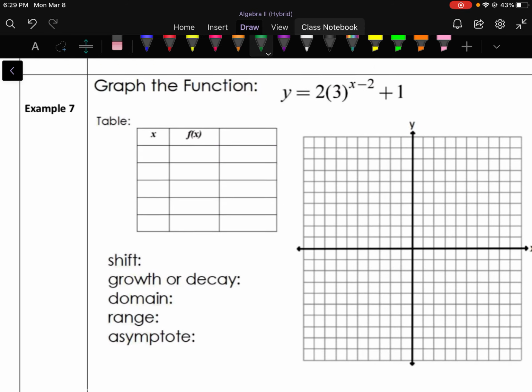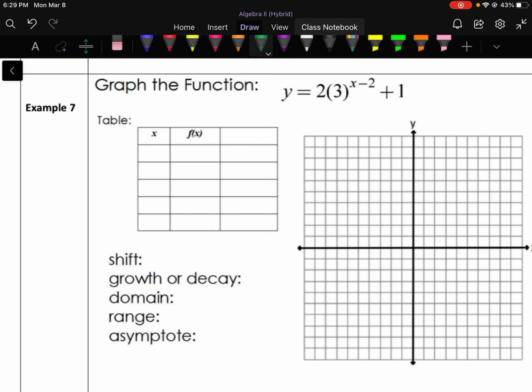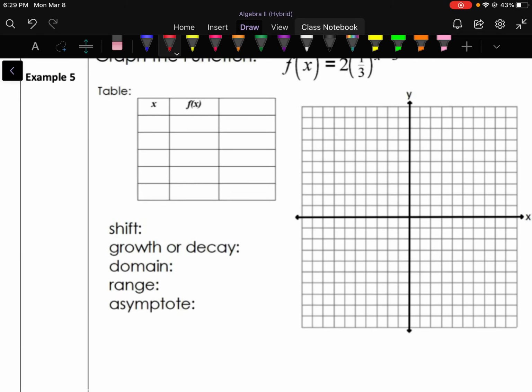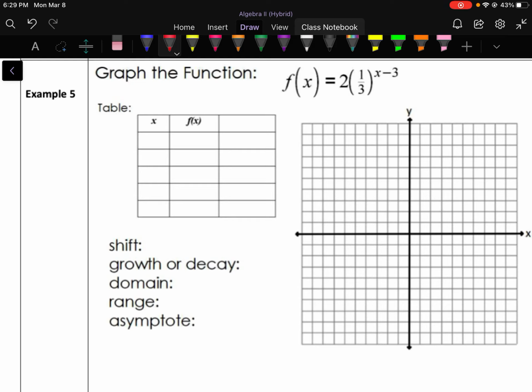So there you go. There is one more example, example number 7 with an a, h, and a k value. I would give that a practice. Just remember, with h, flip the sign. K, leave the same. And if you want to jump back here to example number 5.